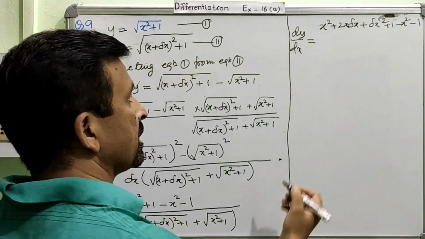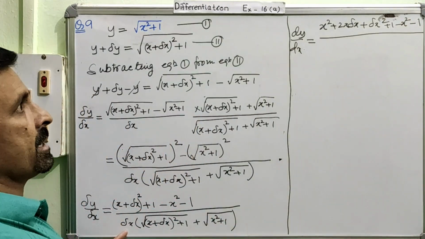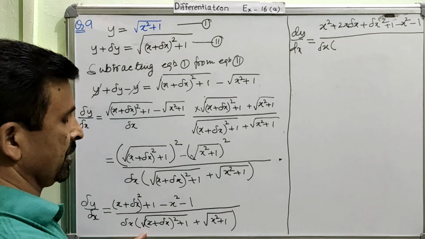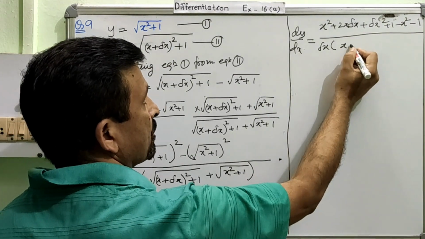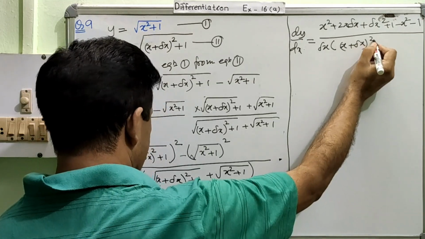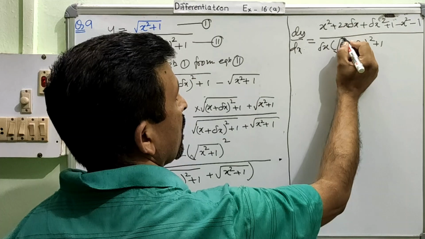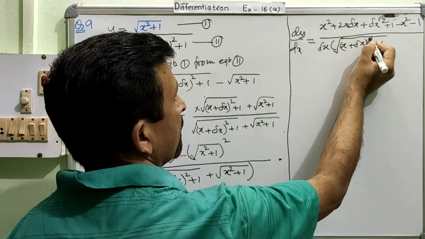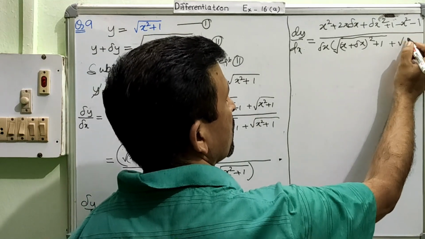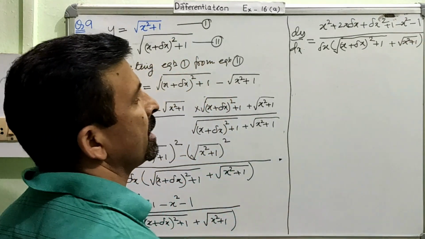Am I understood? Denominator as it is, delta x into root over x plus delta x whole square plus 1, and then this plus root over x square plus 1, isn't it?